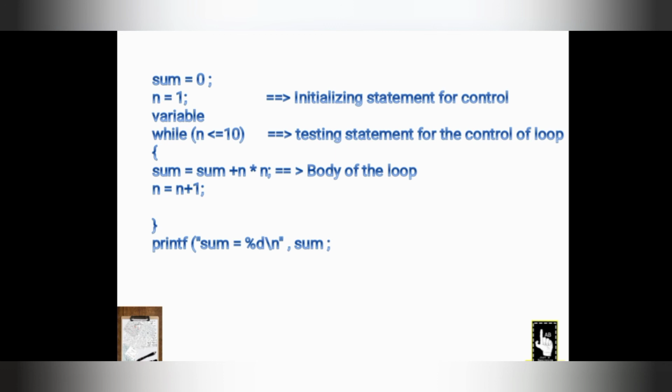So what happens after that? It will come to 10 less than or equal to 10. Yes, 10 is equal to 10. So it will execute one more time and then n becomes 11. And that is where the loop breaks.